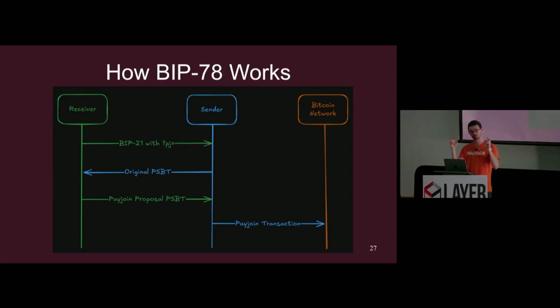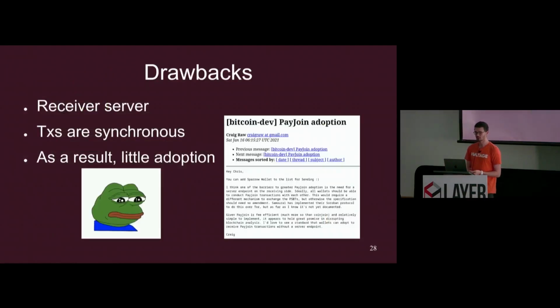This is the Payjoin proposal. The sender checks to make sure that everything is okay with the transaction, that the receiver isn't trying to do any funny business, like increasing the amount that the sender pays to them. If everything is okay, then the sender will finalize that PSBT and broadcast it to the network. So there are some drawbacks to this. The receiver is required to run a server, as we mentioned earlier. That led to a lot of wallets not wanting to implement Payjoin.